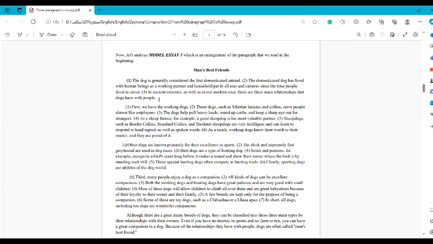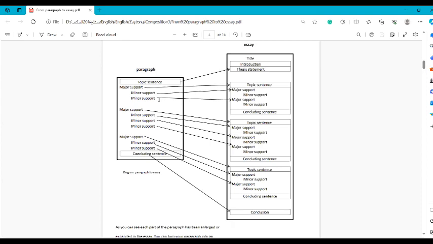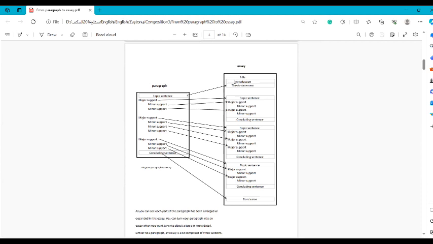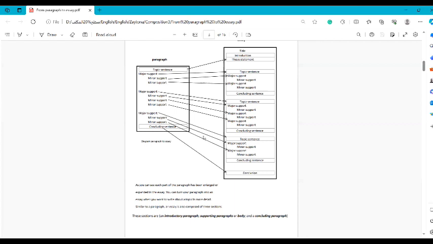Okay, let's go back to the diagram here. We talked that a topic sentence as a sentence, we will have it as a paragraph. A topic sentence will become the thesis statement, and before it we have the introduction. And we said that this paragraph is called what? Introductory paragraph. Okay, is it clear? And here we have body supporting paragraphs, or you can say body paragraphs, and at the end we call this one the concluding paragraph.